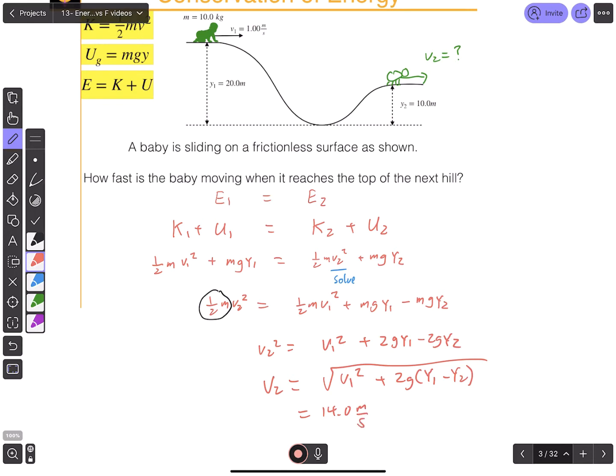So if the baby starts moving at about 1 meter per second at this height, when it comes down to here it'll be moving even faster, but then it slows back down as it goes back up. But by the time it reaches here, the baby is moving at 14 meters per second. That is a fast baby.